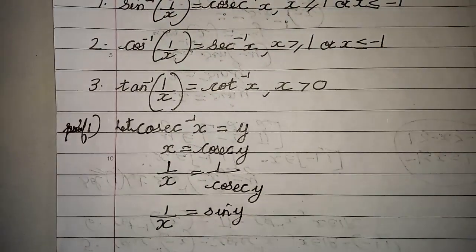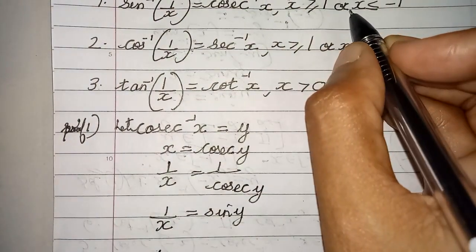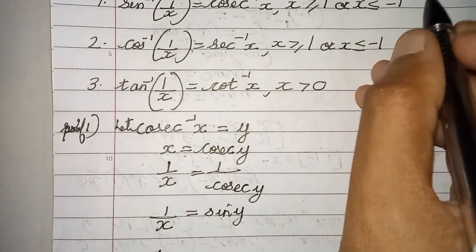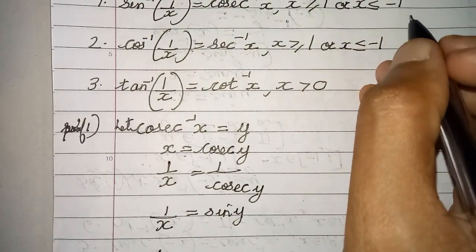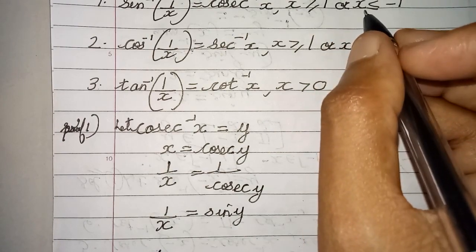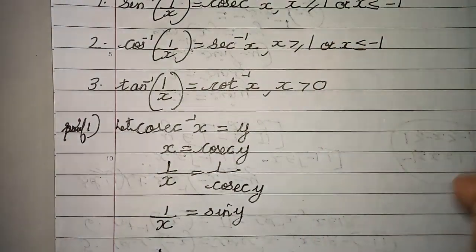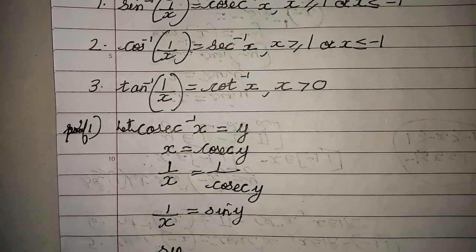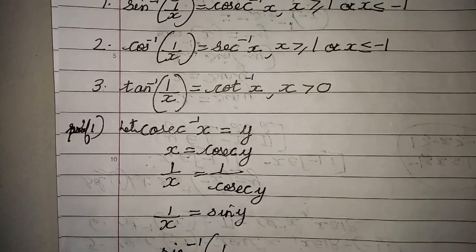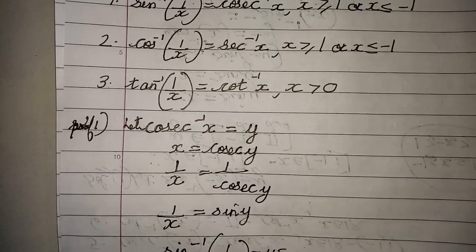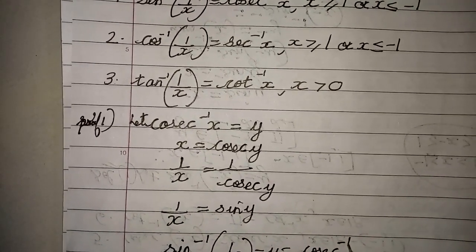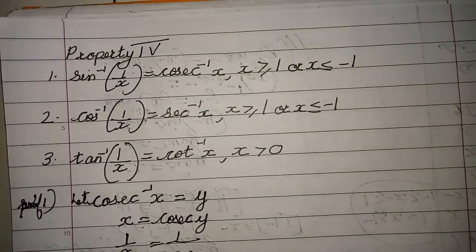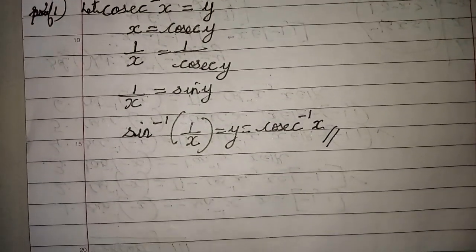Now because of my choice of x, this will not be 0. You have values less than minus 1, values greater than 1. That means you have excluded the open interval minus 1 to 1. So what will happen, children? This sine function can be taken here. So sine inverse of 1 by x equals y, that is nothing but your cosec inverse of x. Did you get me, children? Yes. Okay.